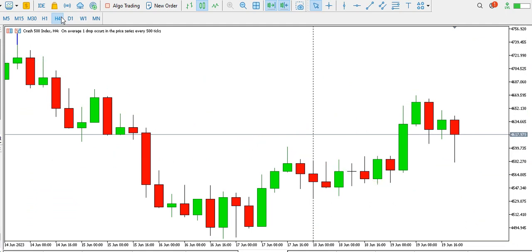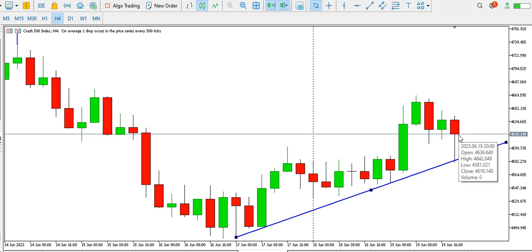Let's look at the 4-hour time frame for Crash 500 index. We can see that on the 4-hour time frame, price is respecting this particular ascending trend line. We had a spike to this particular point, but look, the bulls are able to push price back up, giving us this long shadow showing that the bulls are stepping into the market. We might see price continue in this particular trend, which is to the upside.